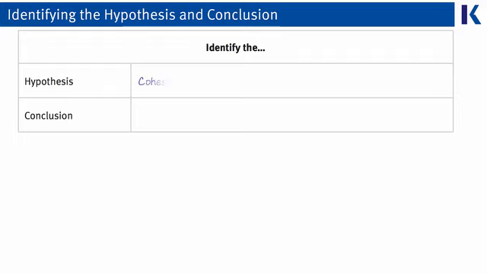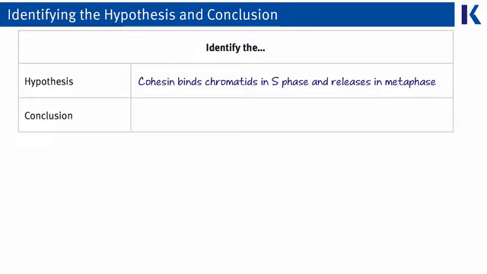It seems that our researchers believe that cohesin is going to bind in S phase and release in metaphase. After all, they hypothesized that cohesin is the thing that holds sister chromatids together. Of note, there is no conclusion given. This is really, really common in MCAT experimental passages. And you might ask yourself, well, then where would we likely see the conclusion of this experiment? The answer is in the MCAT questions that accompany the experiment.